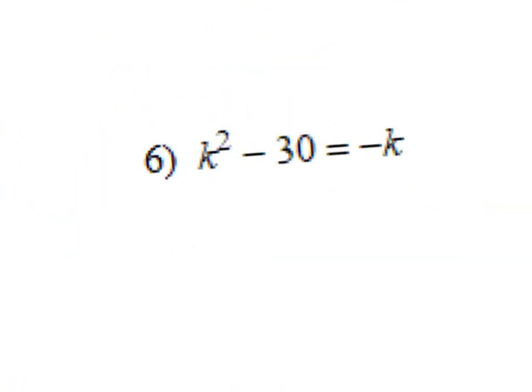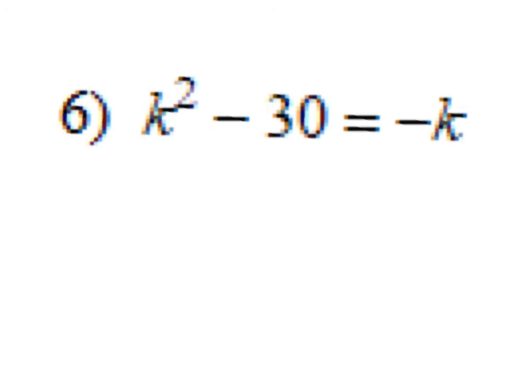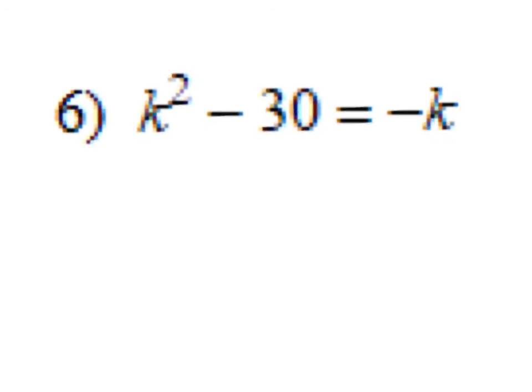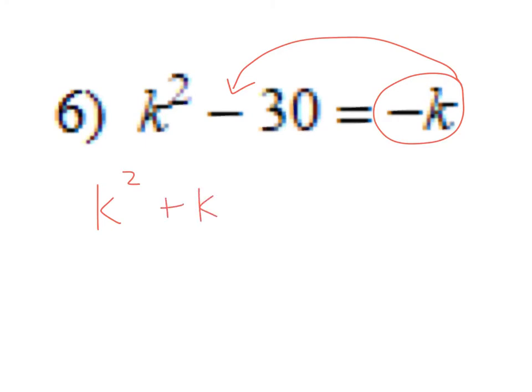Okay, number 6. All right, so on this guy, it's not set equal to 0, so I need to go ahead and set it equal to 0. But when I do that, I have to remember to put it into standard form. So I'm going to move this k over into the middle and get k squared plus k, right, because I'm adding the k over to the other side here, minus 30 equals 0. So now I'm looking for factors of -30 that get me a 1 in the middle. So 5 and 6, and then I'm going to make the 5 a negative. So now when I multiply, I get -30, and when I add, I get the positive 1.